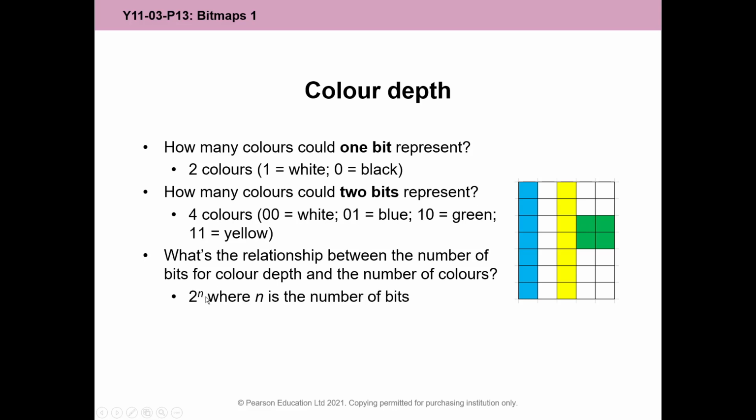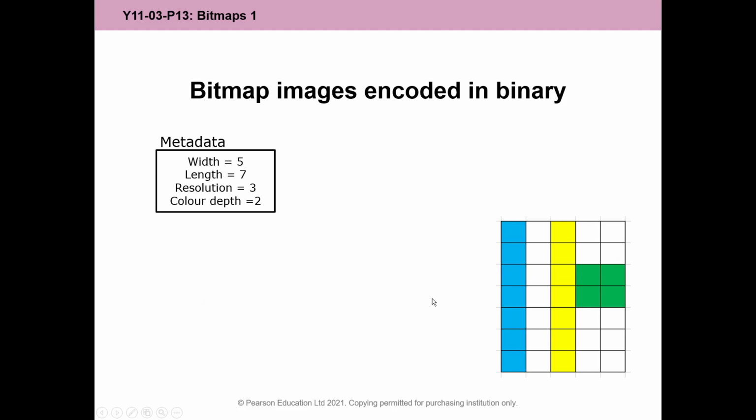So we've seen this before. 2 to the power n is the maximum number of different representations. In the past, we've just seen that with numbers. It's the same with colors. We've got 256 different colors. We're going to need 8 bits because it's 2 to the power 8 to represent that. So we've seen all of that before.